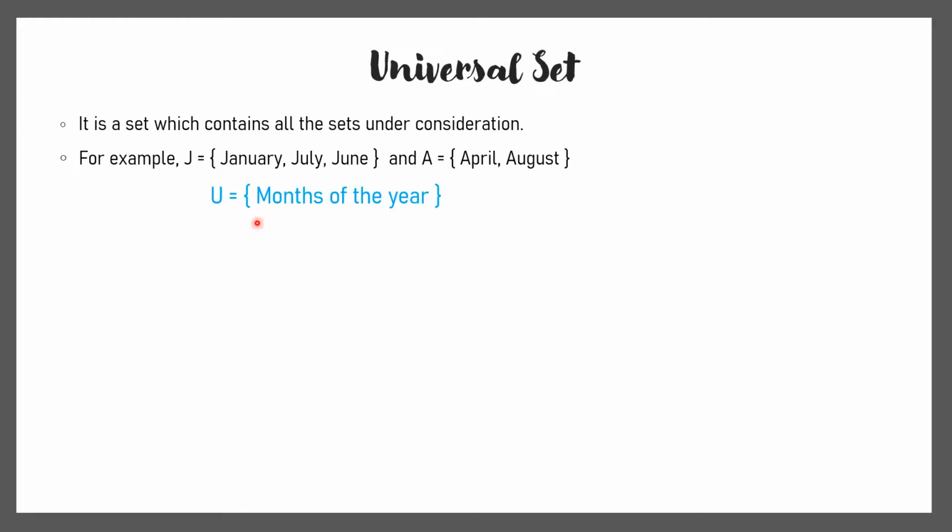Like J is present in U, A is also present in U, so U is a universal set for both J and A because it contains all the elements of set J and A and some more. Maybe if I make another set like B and it contains only February. So U is also a universal set for B because B is also present in U.